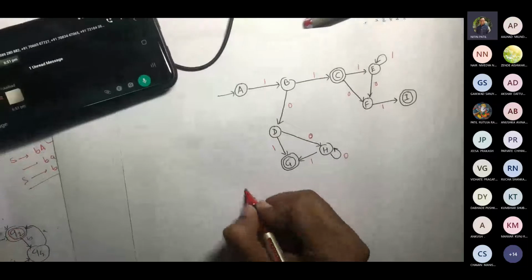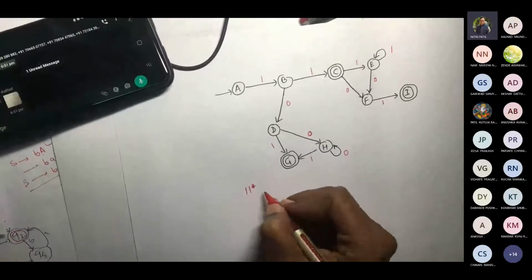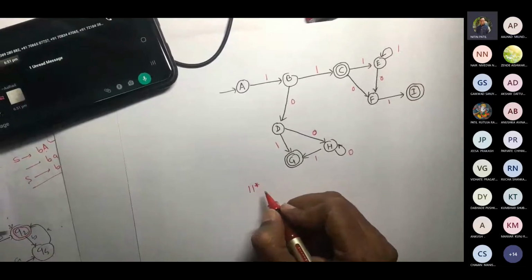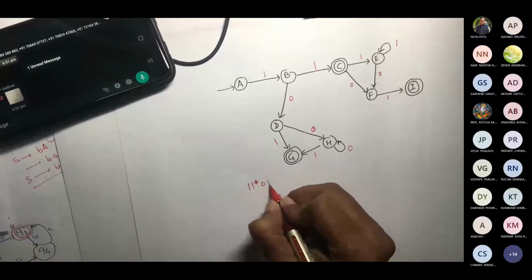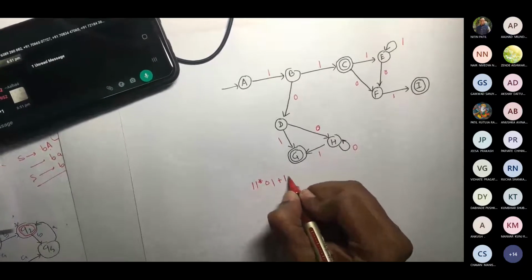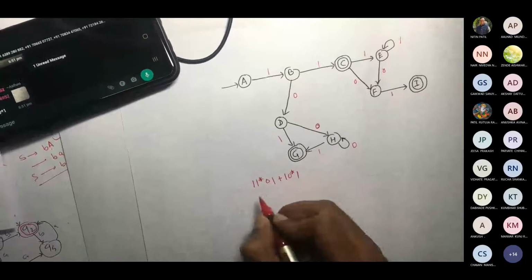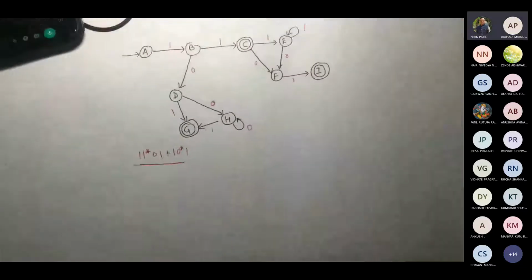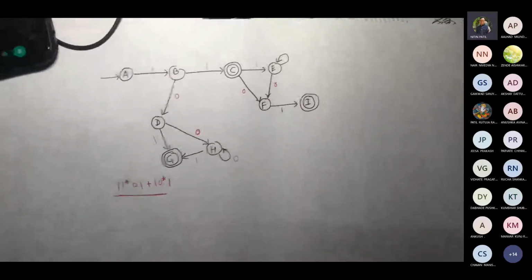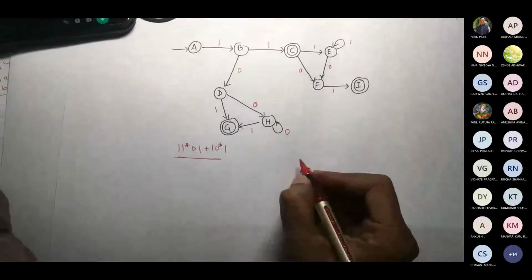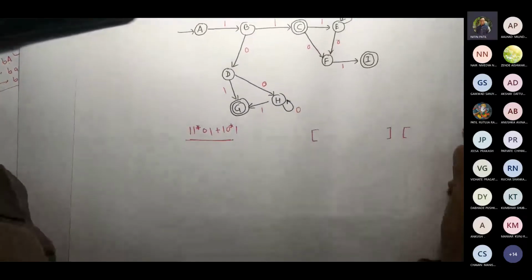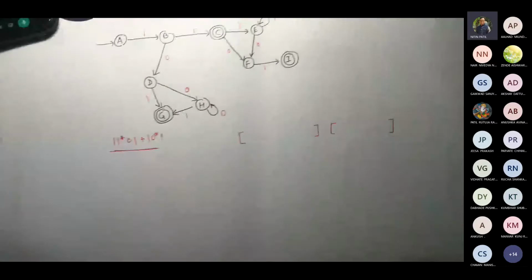So it is 1 1 star, right? 1 1, yes sir, star, 0 1 plus 1 0 star 1. Okay, so this is the example that he gave me. Fine, so let us try to work with it. Which are the final states and which are non-final?